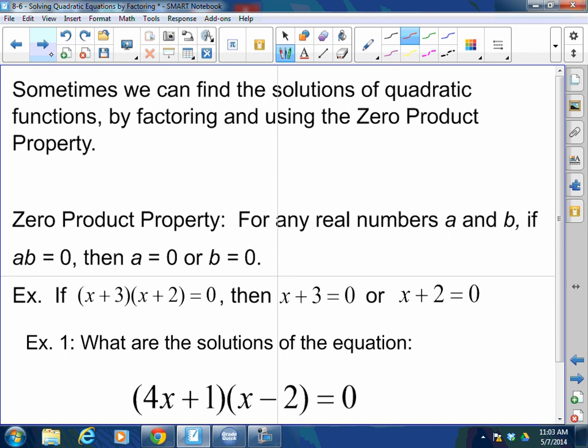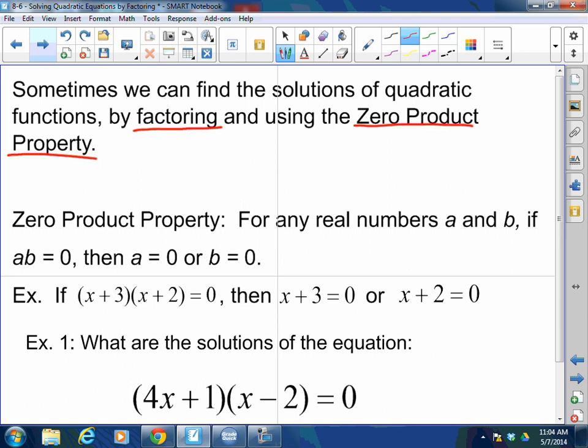Now, sometimes, not all times, there are a few different ways to solve quadratic functions. Today, we're going to learn how to factor them. Tomorrow, we're going to learn the square root method. And then on Monday, we're going to learn the quadratic formula. But sometimes, we can find solutions of the quadratic functions by factoring and using the zero product property. I briefly explained the zero product property. Let me really teach it now.